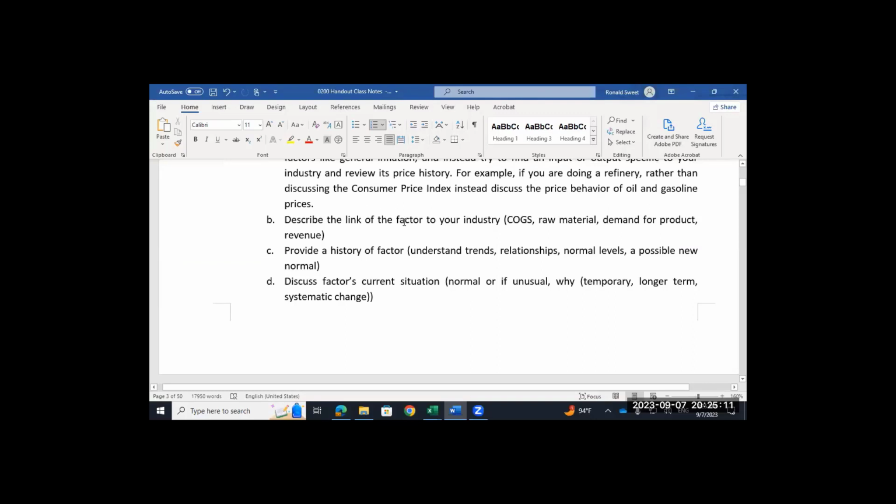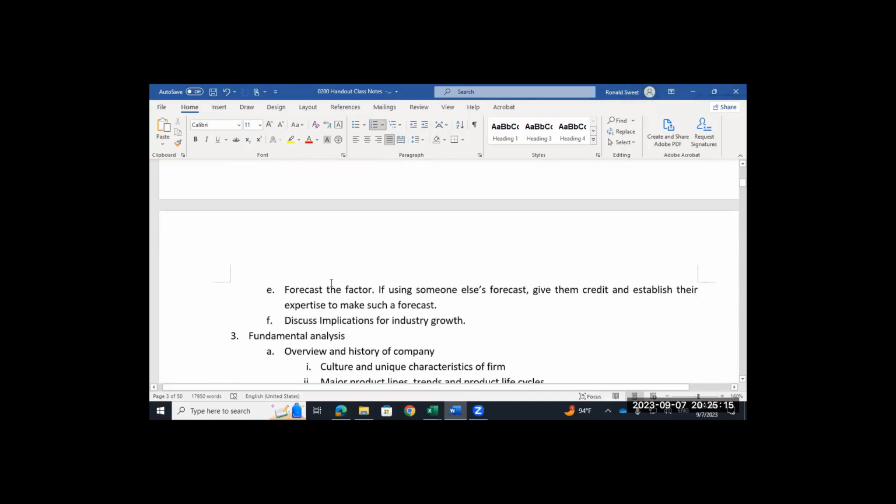So we talk about here the link to your industry, the history, the current situation, and where you expect it going forward. And then something related to what's the implications of all of this? Is this a major benefit, major harm, headwind, whatever to this industry? What's the issue here? Questions on that?